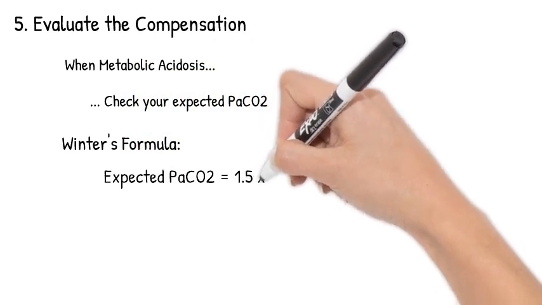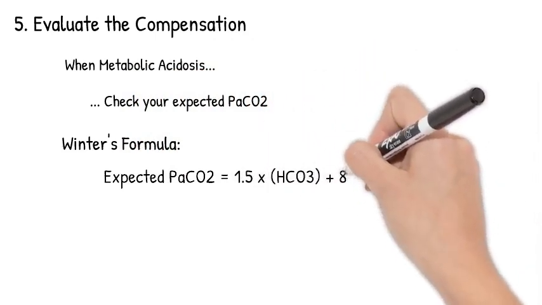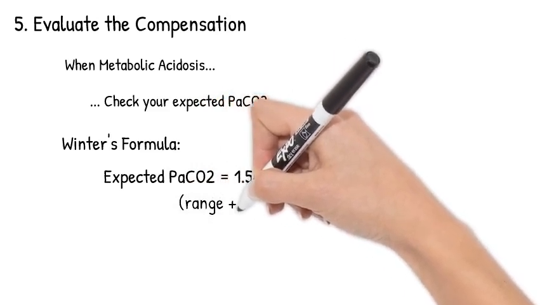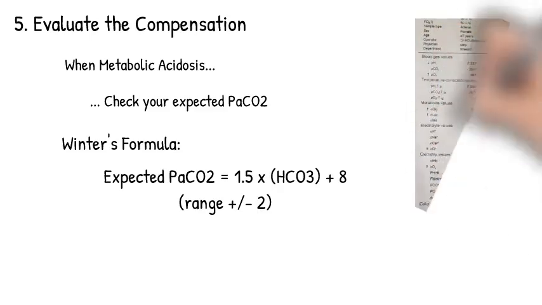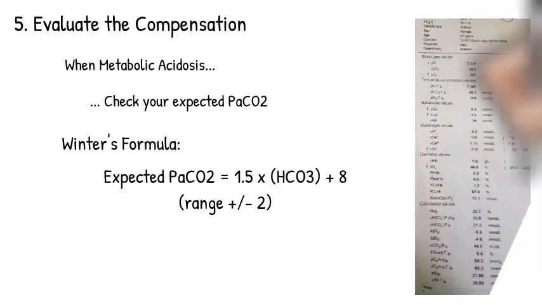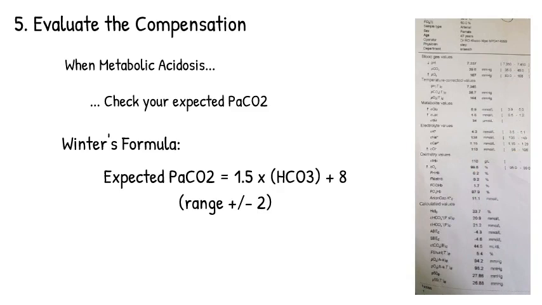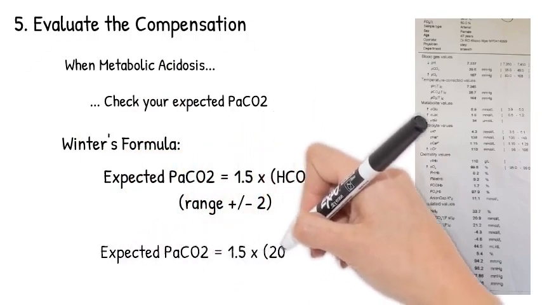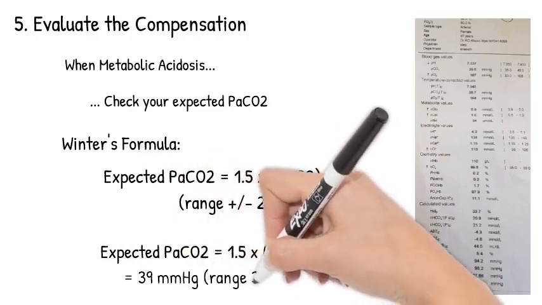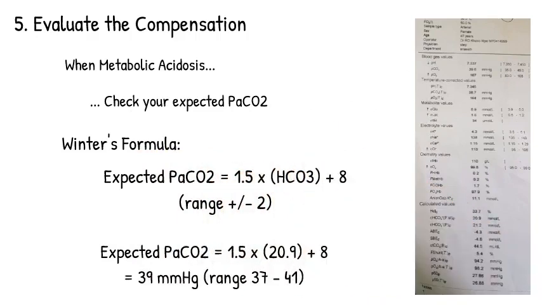So if we now look at our blood gas example from earlier again, our bicarb on this is 20.9. So if we put that into Winter's formula, then we are going to get a CO2 of 39 with a range of 37 to 41. And our PCO2 here is 38.7. So that's exactly right. That's exactly what we would expect. So this patient isn't really acidotic, but just to show you how the formula works.